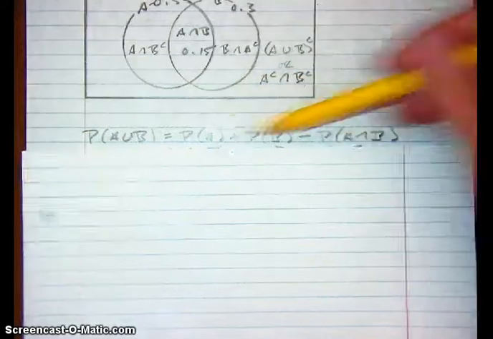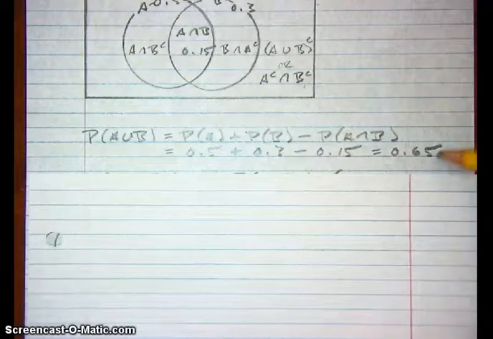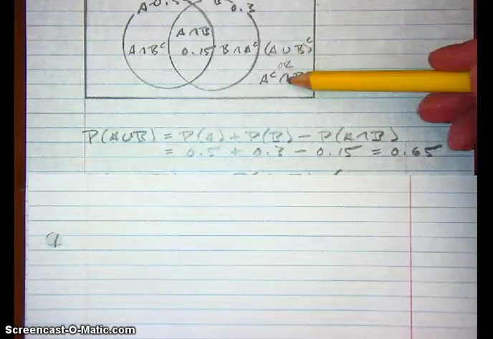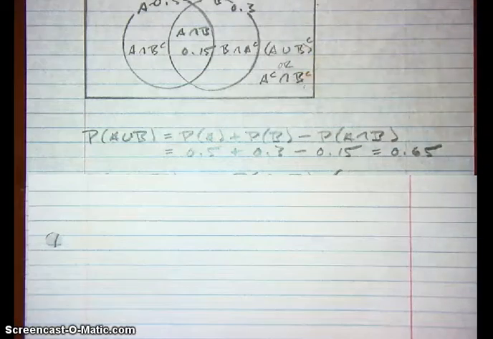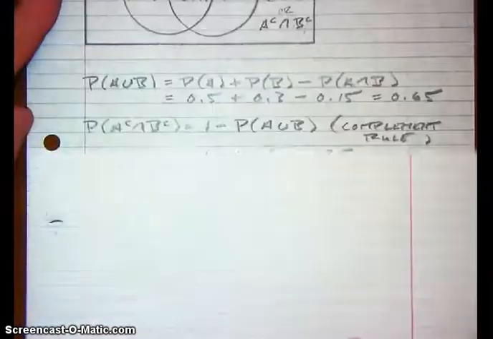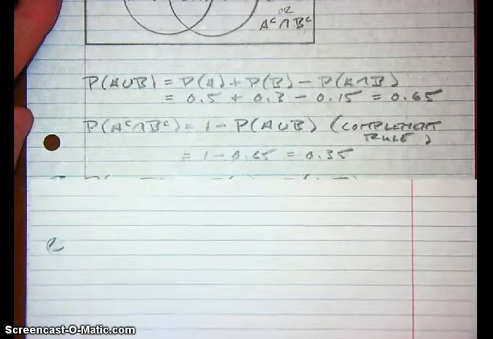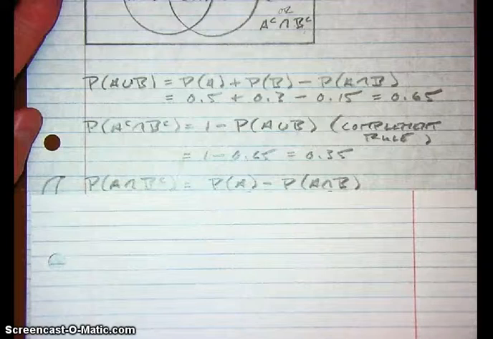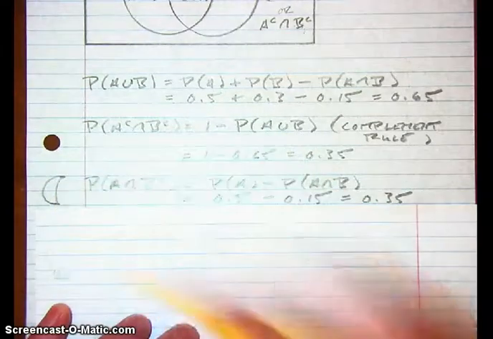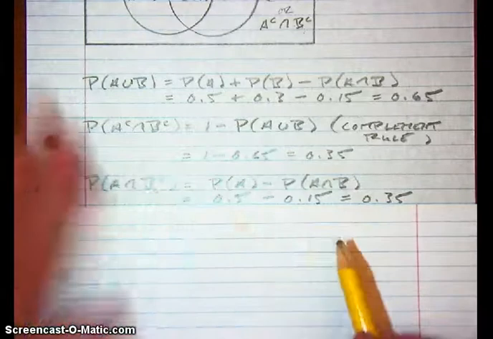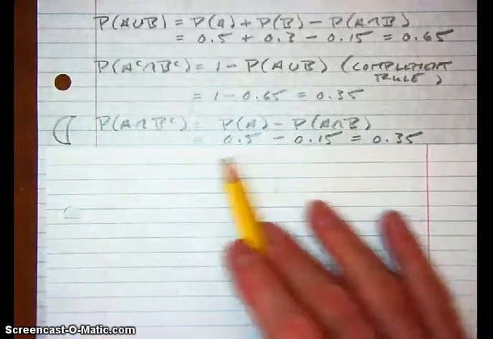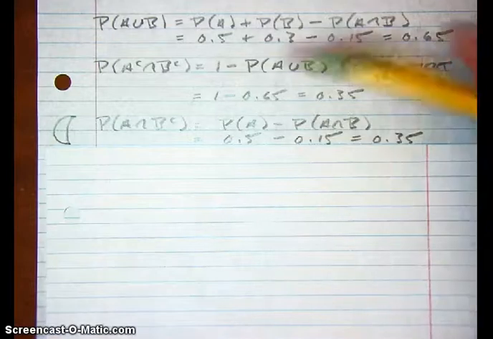Plug in the three probabilities that you were given. Get 0.65 for that probability. If you want the probability of this area out here, subtract that from 1. Just use the complement rule. 1 minus 0.65 is 0.35. If you want to find the probability of A and not B, subtract the probability of A minus the probability of A and B. 0.5 minus 0.15 is 0.35.